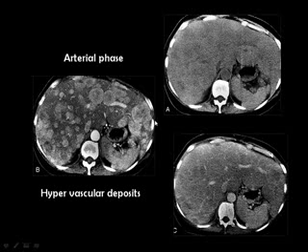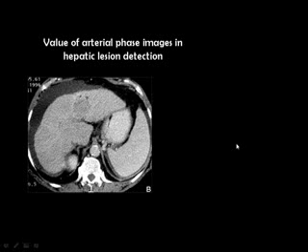Then you scan the liver when the contrast material is in the venous side, in the portal vein or in the inferior vena cava, which is known as the venous phase. Then you scan the liver at a later stage, which is the third stage, hence the name triphasic study. In the triphasic study, you scan the liver in the arterial phase, in the venous phase, and in a later phase.